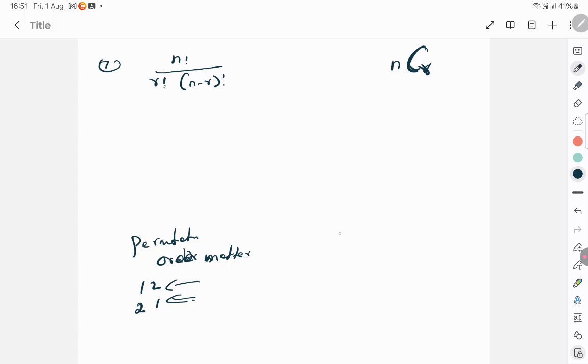But in a combination, 1-2 or 2-1 is just taken as the same. For example, combinations come up when they talk about selecting 2 leaders from my class. I can't say that the 2 leaders from the class can be Pranav and Manish, or Pranav and anybody else who comes from Newlin. Say Pranav and Newlin are the leaders.